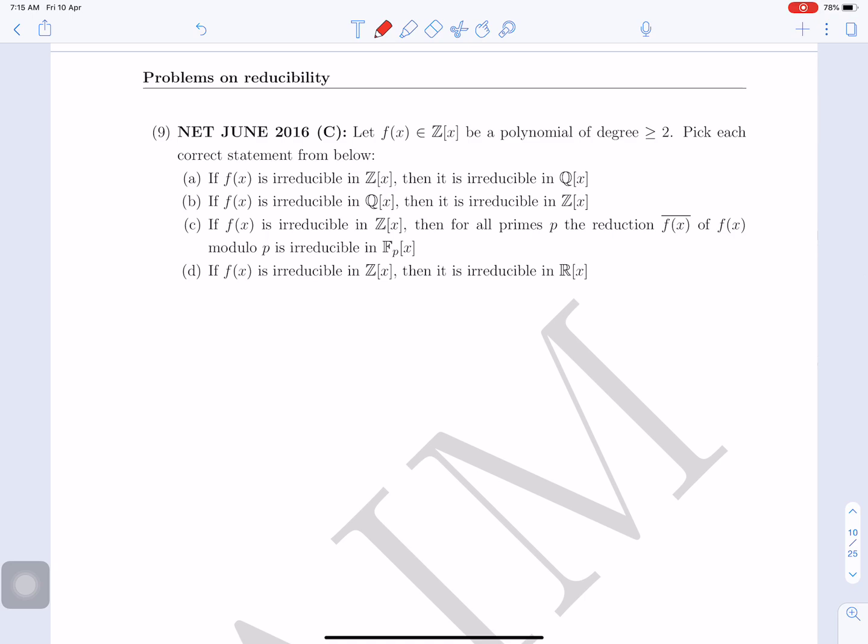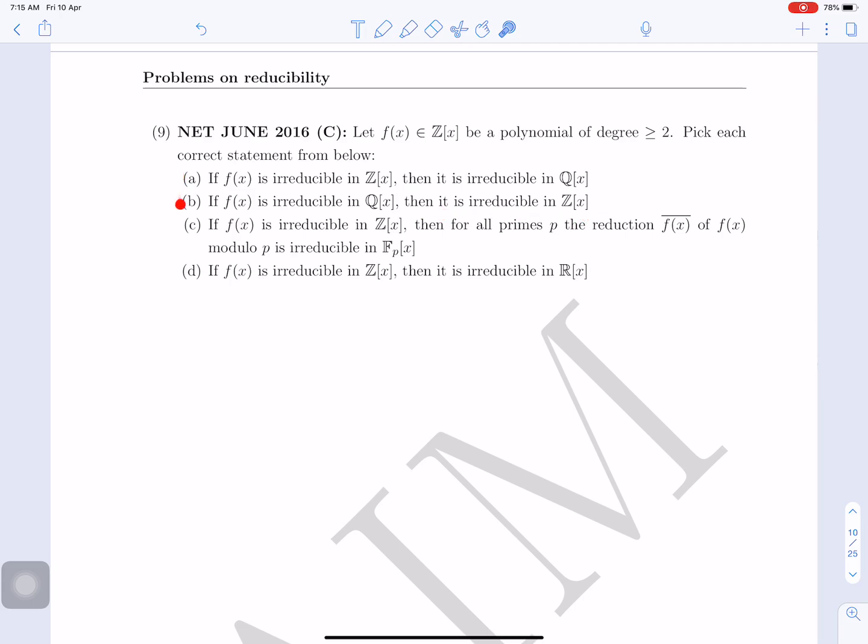Now problem number 9. Problem number 9 was asked in June 16 in part C. Let f(x) in Z[x] be a polynomial of degree greater than or equal to 2. Pick each correct statement from below. If f(x) is irreducible in Z[x], then it is irreducible in Q[x]. And if f(x) is irreducible in Q[x], then it is irreducible in Z[x].